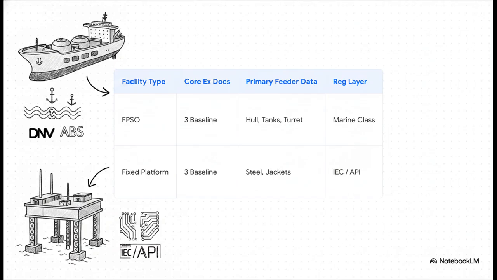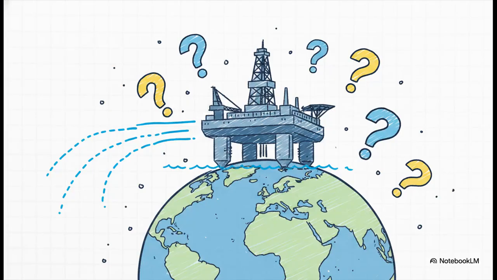The fixed platform, on the other hand, relies on structural steel and jackets as its feeder data, falling entirely under standard IEC and API regulatory layers since there's no hull to classify. You now perfectly understand the delta between these two major offshore environments. But we definitely aren't done yet. In part 2 of this explainer, we bring in the MODU, or Mobile Offshore Drilling Unit. It is the facility with the most document complexity of all three, thanks to its mobile, multi-jurisdictional nature.